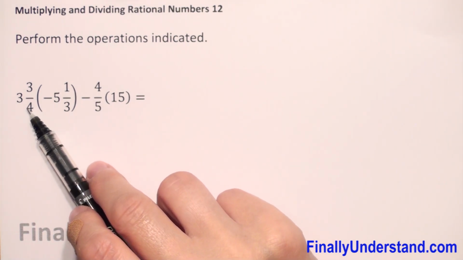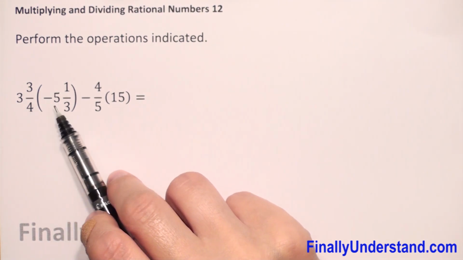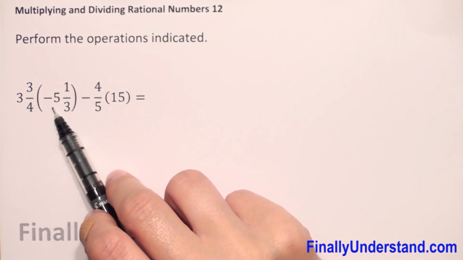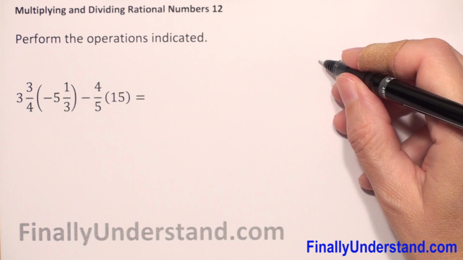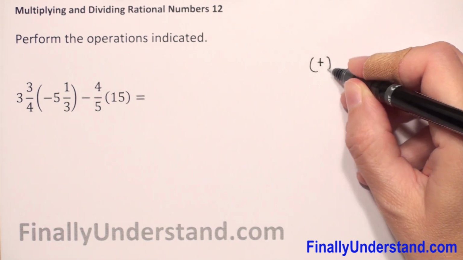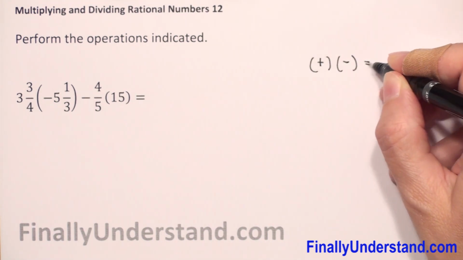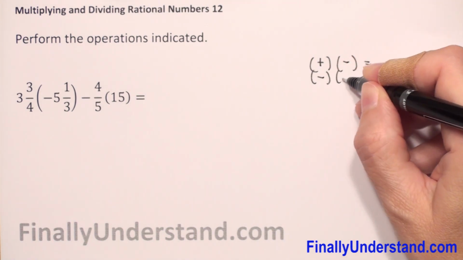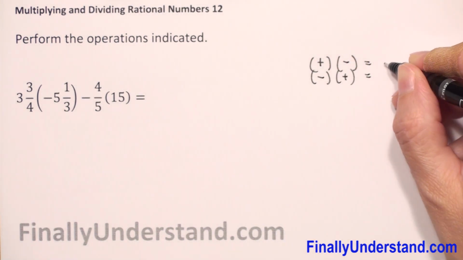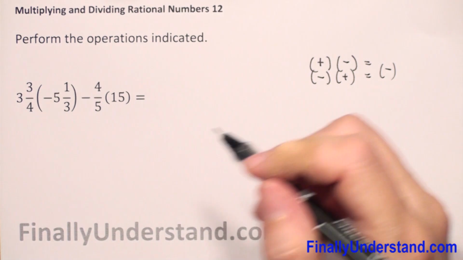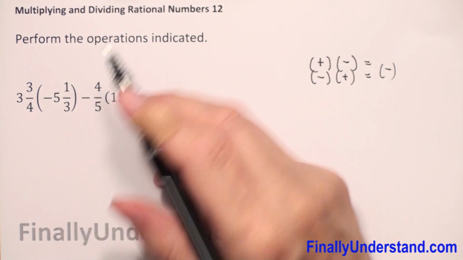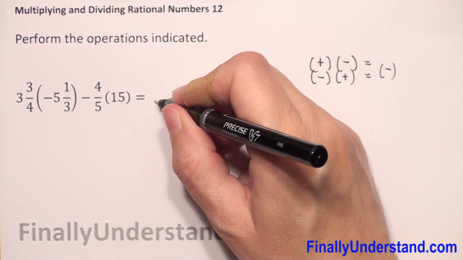Because we have first a positive number, second is negative. So first we have to memorize that when we multiply positive times negative or negative times positive, the answer is always negative. So positive times negative gives me a negative sign.